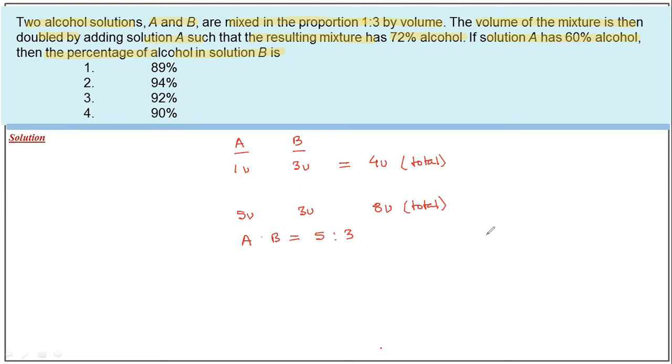Now if we apply alligation, what we get, ratio is 5:3, we know. For A it is 60%, overall it is 72%, and we have to find B. Now this difference is 12, which is corresponding to 3. So that means for 5 this will be difference 20. So 72 plus 20 should be 92%. Option 3.